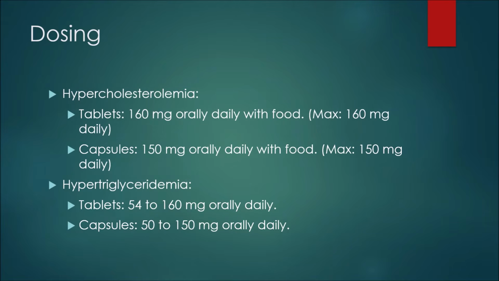Now for some examples of dosing with Fenofibrate. So in the treatment of hypercholesterolemia, using the tablets, we would see a dose of 160 milligrams orally daily with food. And that would be the maximum dose, 160 milligrams daily. If they're using the capsules, we may see 150 milligrams orally daily with food, with a maximum dose of 150 milligrams daily. In the treatment of hypertriglyceridemia, with the tablets, you may see 54 to 160 milligrams orally daily, and again with the capsules, you may see 50 to 150 milligrams orally daily.